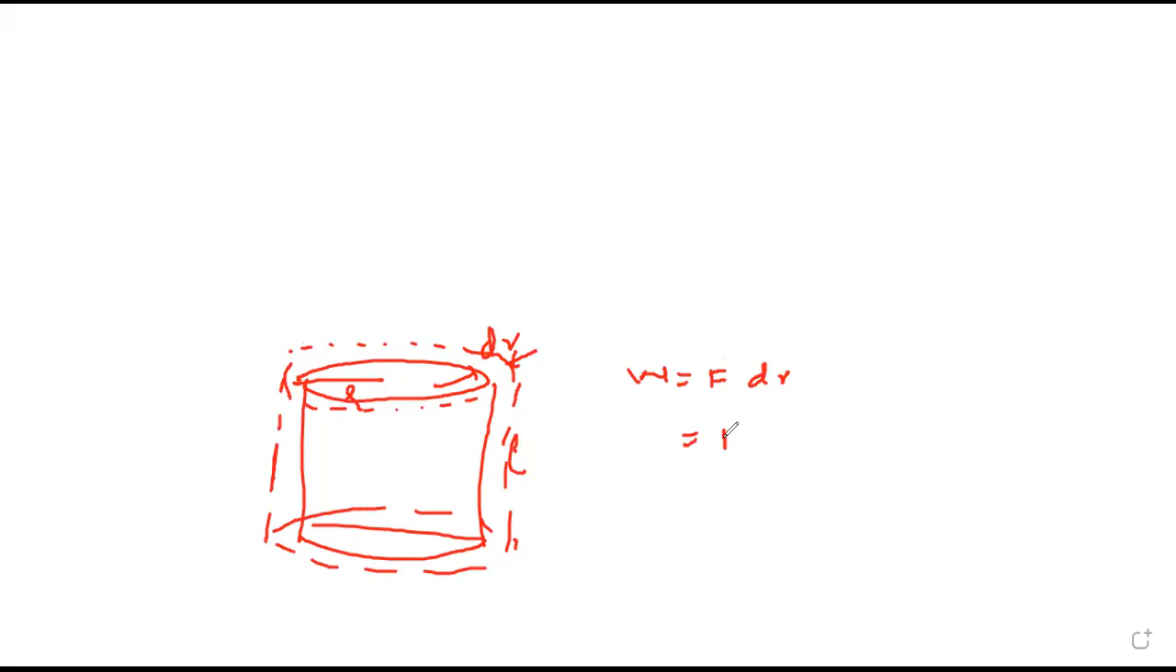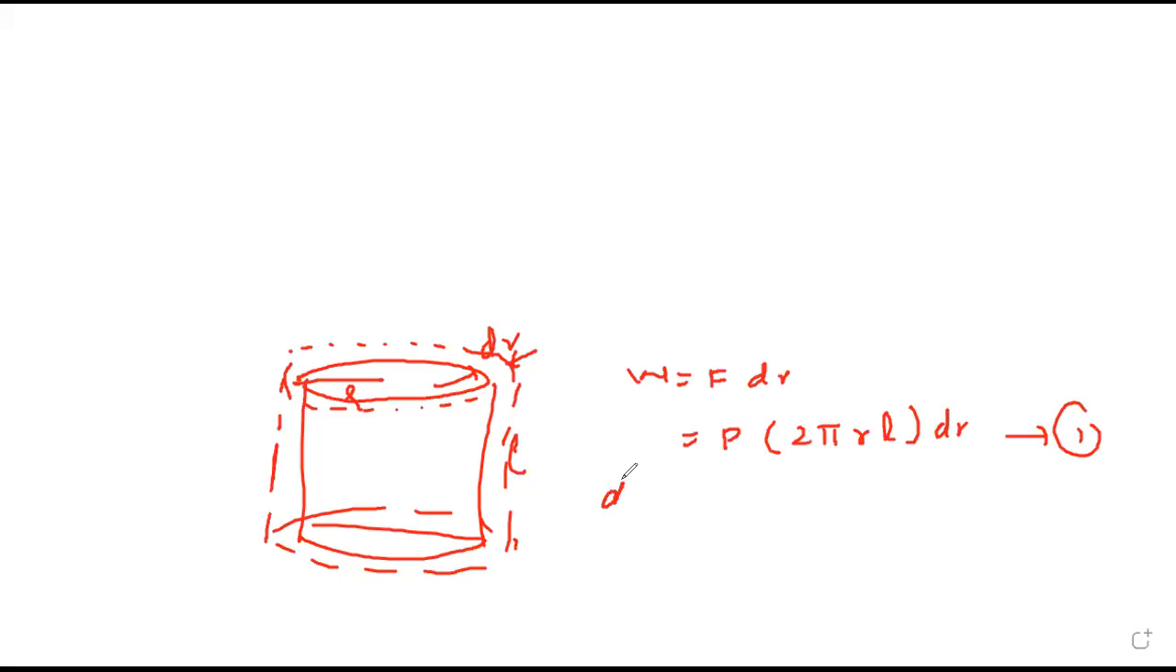This is nothing but pressure, excess pressure into area. What will be this area? Surface area 2 pi r into L. Total area will be this much, 2 pi r L, curved surface area, into dr, equation 1.